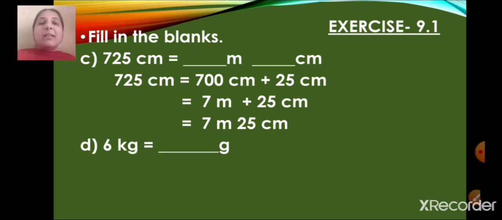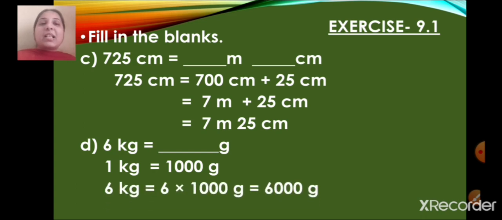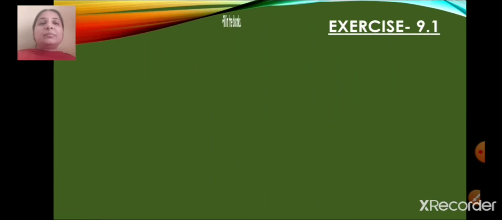This is very easy. 6 kg is equal to how many gram? You know that 1 kilogram is equal to 1000 gram. So 6 kg would be how many grams? Yes, we will multiply 6 by 1000 gram. So what we will get? 6000 grams. Okay. Now let's move to the next one.